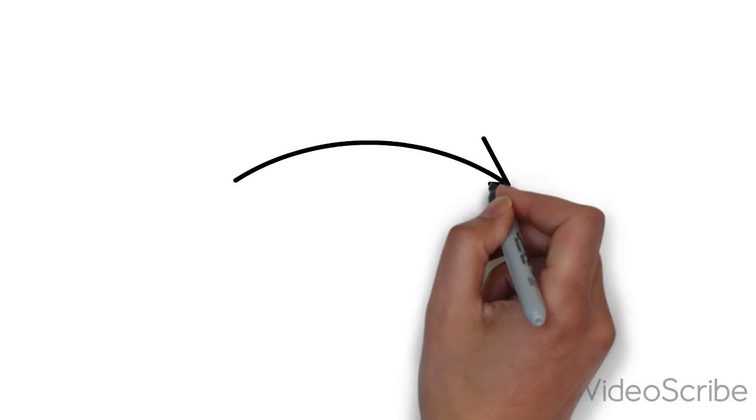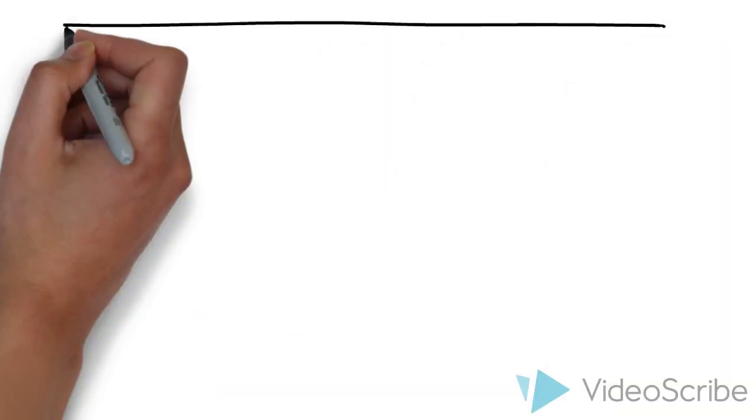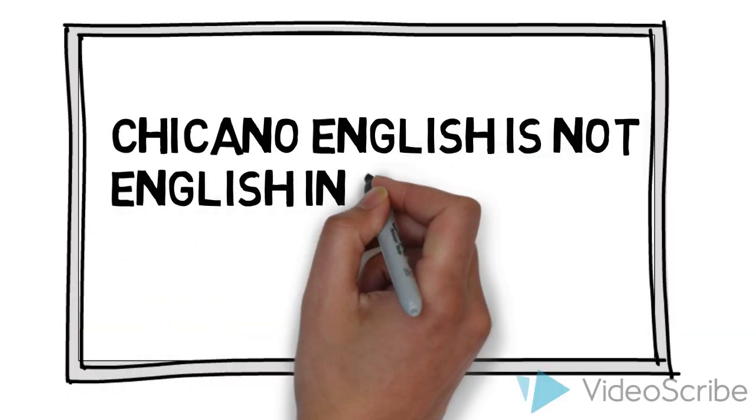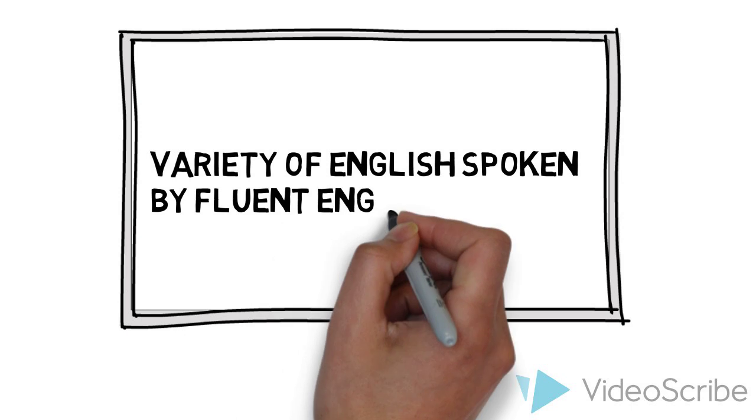Chicano English emerges from the linguistic environment where there is contact between Mexican Spanish and American English. An important piece of information I should note is that Chicano English is not English influenced by Spanish, but is a variety of English spoken by fluent English speakers.